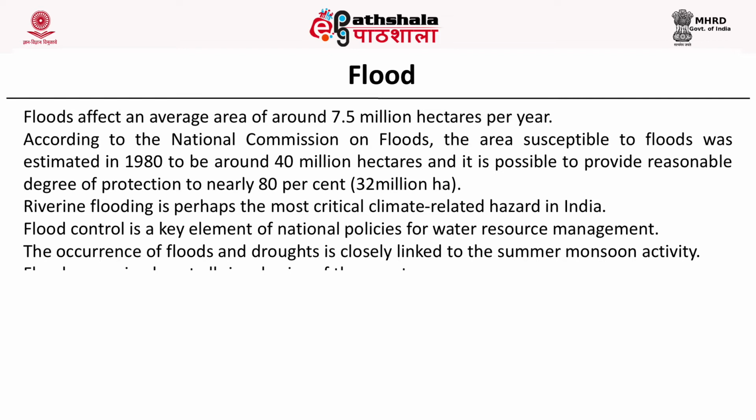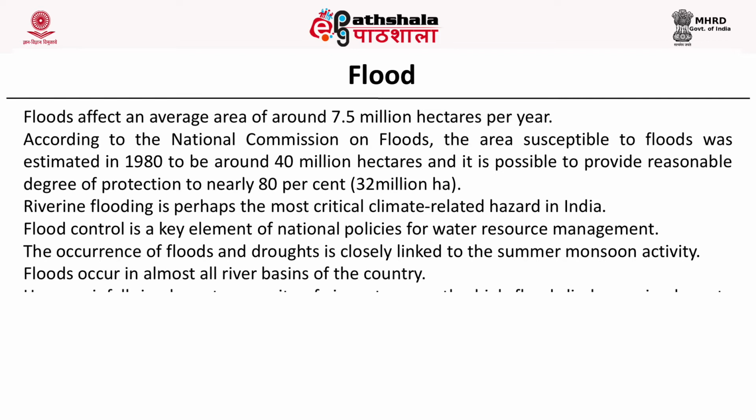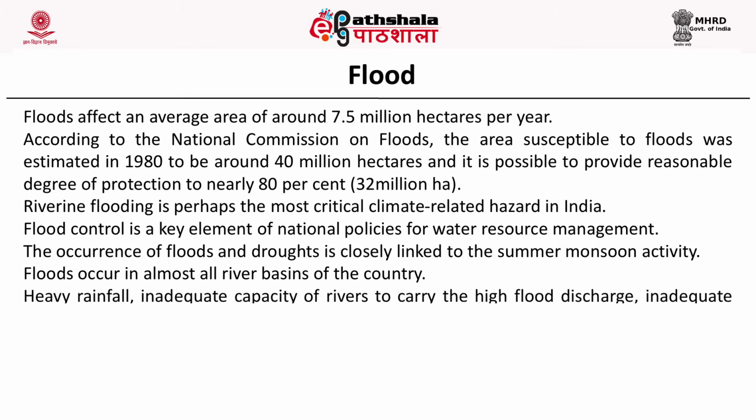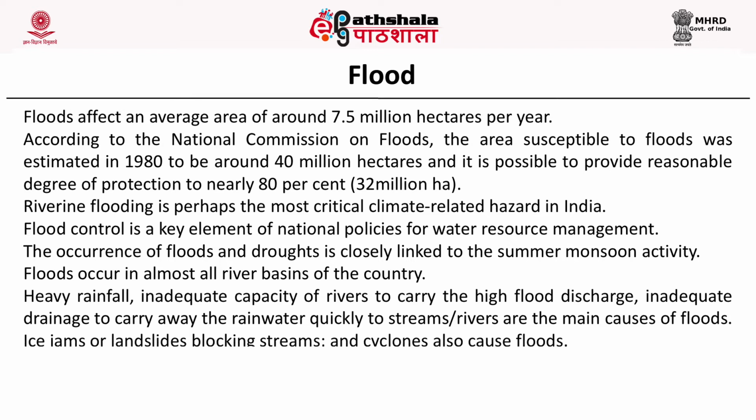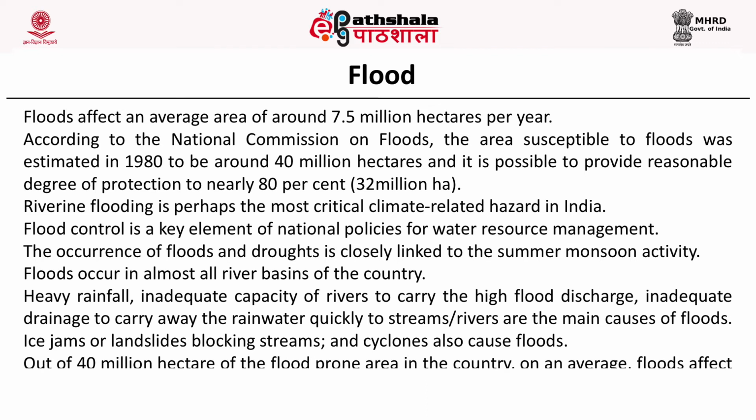The flood control is a key element of national policies for water resource management as well. The occurrence of floods and drought is closely linked to the summer monsoon activity. The floods occur in almost all river basins of the country. Heavy rainfall, inadequate capacity of rivers to carry the high flood discharge, and inadequate drainage to carry away the rainwater quickly to streams or rivers are the main causes of floods. Ice dams or landslides that block the streams, besides cyclones, also cause the floods.